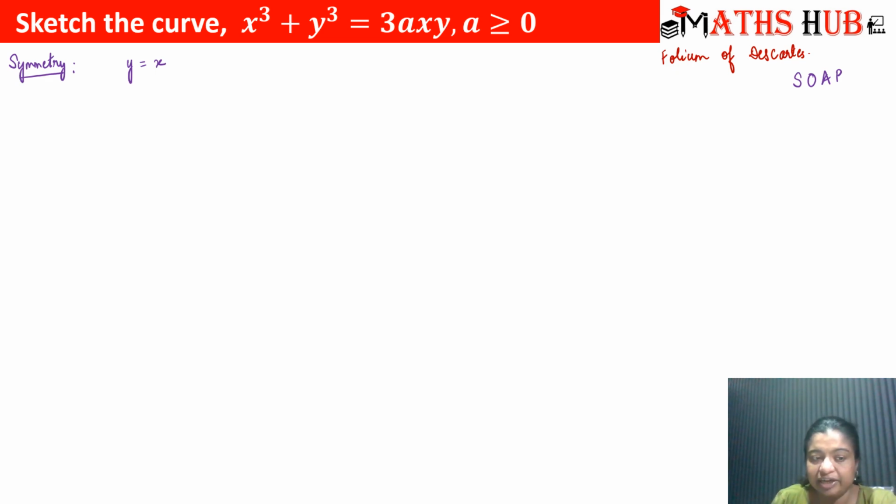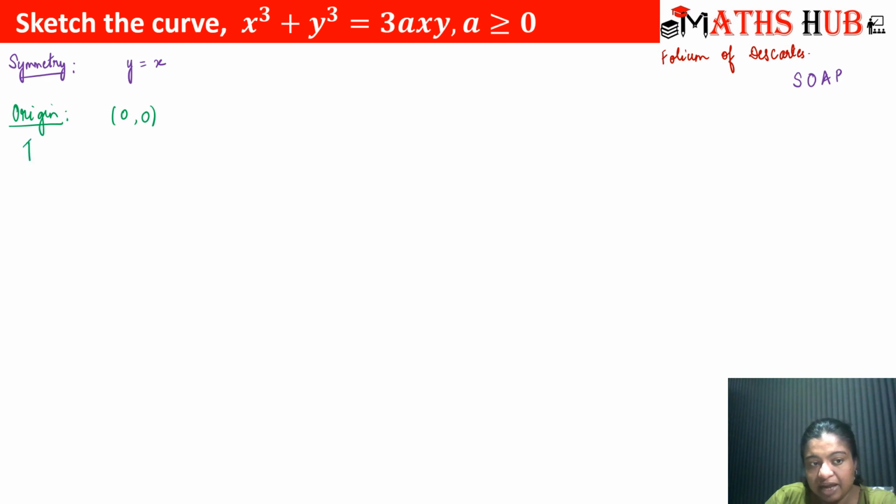Now let us check origin. Will the curve pass through the origin? You can see here that there is no independent constant term present in this curve, and hence this curve will definitely pass through the origin, right? So if it passes through the origin, we will have the point 0, 0.